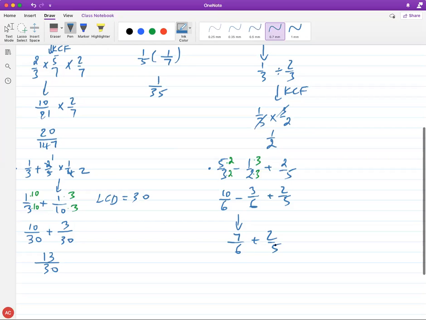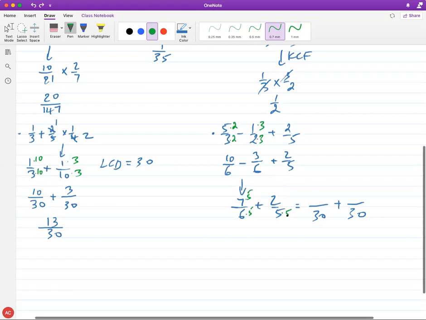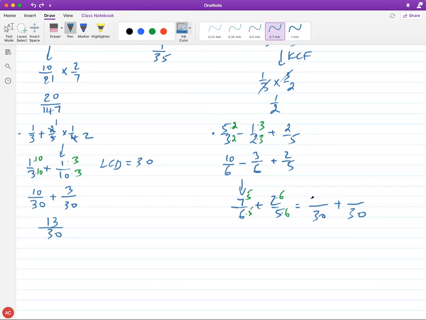Again, when we add, we have to have a common denominator. In this case, it will be 30. That's right, 30. So we need to have the same denominator. We're going to multiply this by 5. That's right, by 5 here. Also here by 5. No, that one is 6. And 6 to get 30. We have 35, 12.